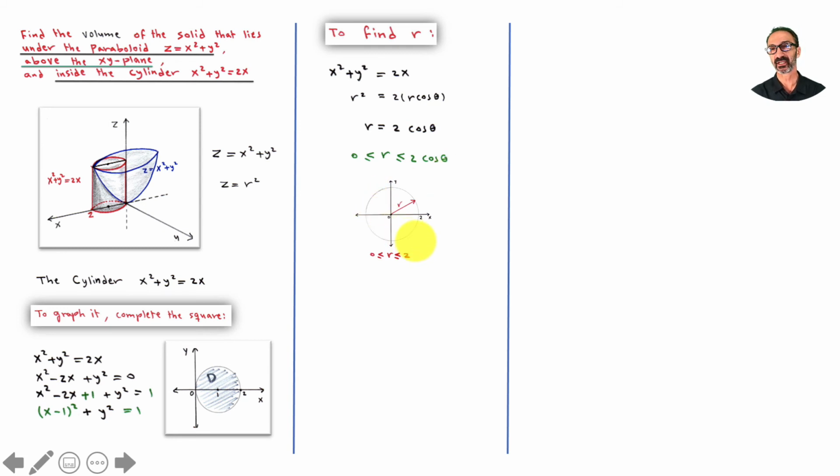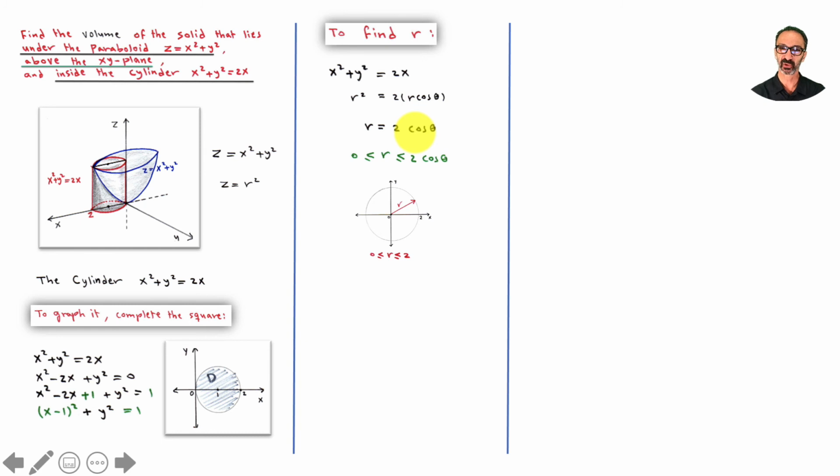If you are thinking from 0 to 2, this is what you are thinking of. This is when r changes from 0 to 2. But that's not my graph. My graph reaches this way, and this way, and this way, to this curve. And this curve is described by 2 cosine theta.